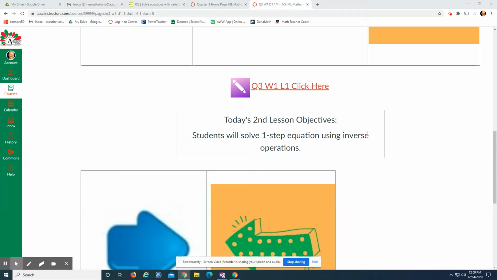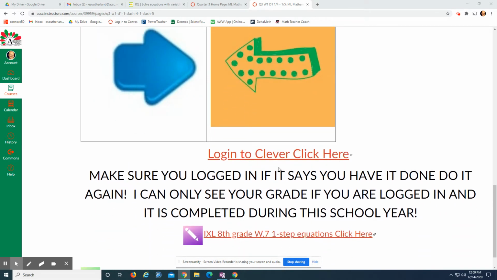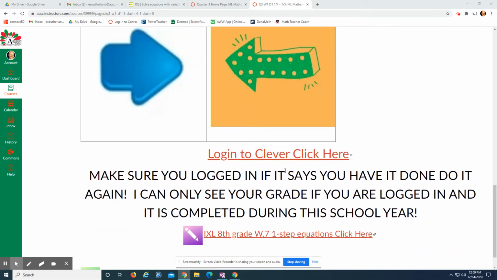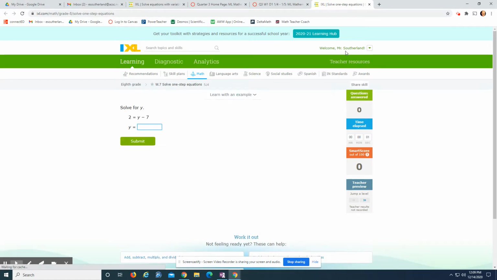The second objective for today is that students will still solve one-step equations using inverse operations. The only difference is it's going to be an IXL assignment. Make sure that you log in to Clever so that when you log into IXL, your name is listed right here. If your name's not there, I will not get the score.